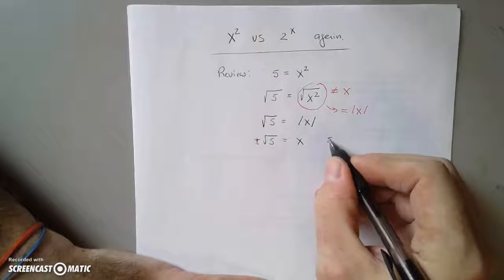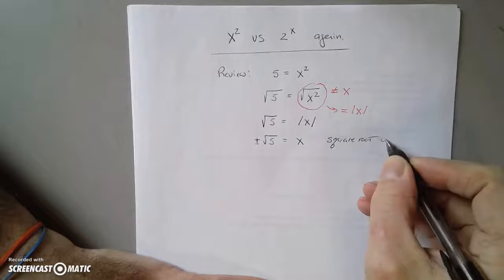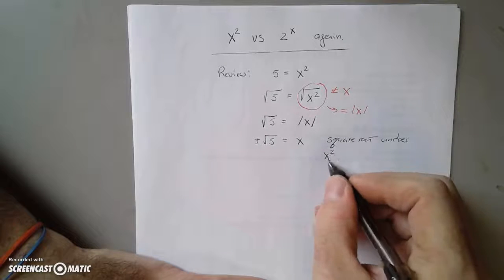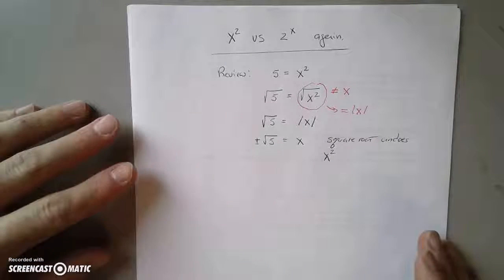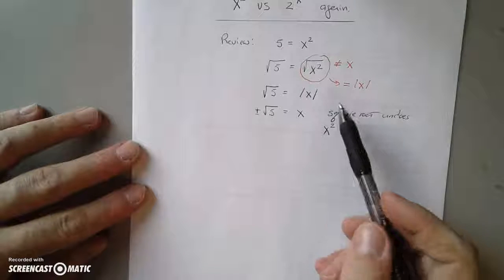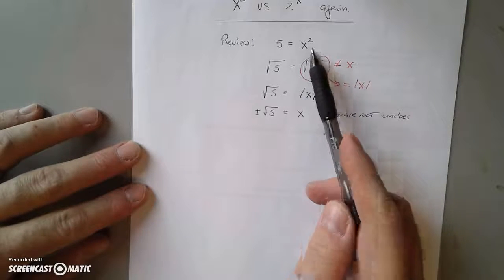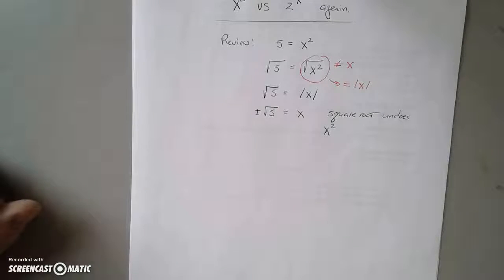So the square root undoes x to the squared. It undoes this power. I'm not being entirely rigorous here, so if you're intending on being a math major, we should be more clear. The square root is not the inverse of x squared, it's just the inverse of x squared if x is restricted to positive or non-negative numbers.